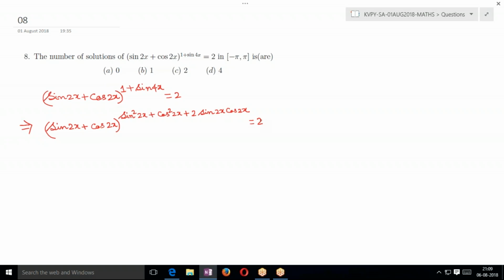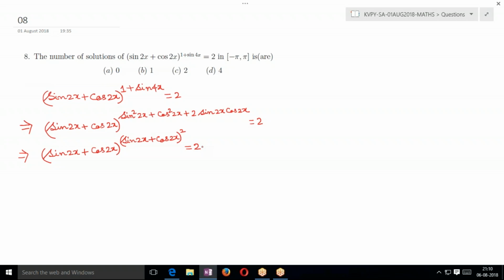In the exponent, we can simplify further. This implies it is (sin 2x + cos 2x) power (sin 2x + cos 2x) whole square, isn't it? I hope all of you are able to follow me very clearly. Any difficulty at any point of time, please do not hesitate to stop me, get it clarified, and then I'll proceed further.